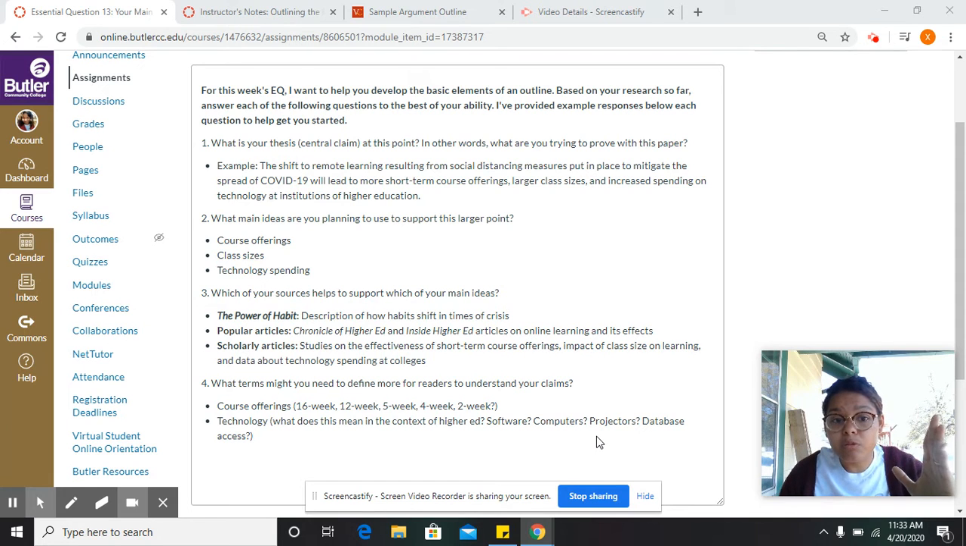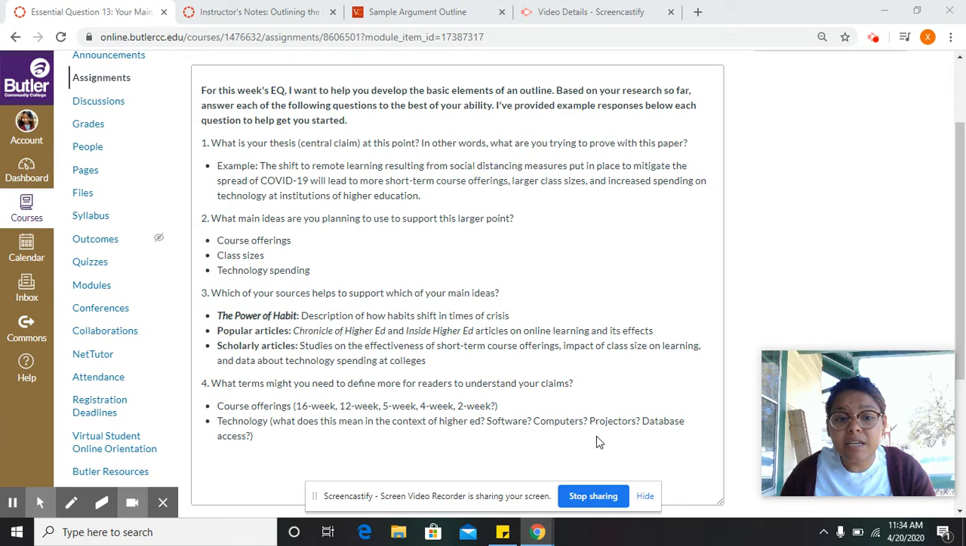So my first point would be looking at course offerings. If my idea is that remote learning is going to lead to more short-term course offerings, that would be my first paragraph, and I will state that claim again, and then I will provide examples from my sources to back up why I think that is. My second point would be looking at class sizes. So maybe looking at class sizes prior to remote learning and during remote learning and how we think that might shift based on projections. And then my last point would be spending on technology.